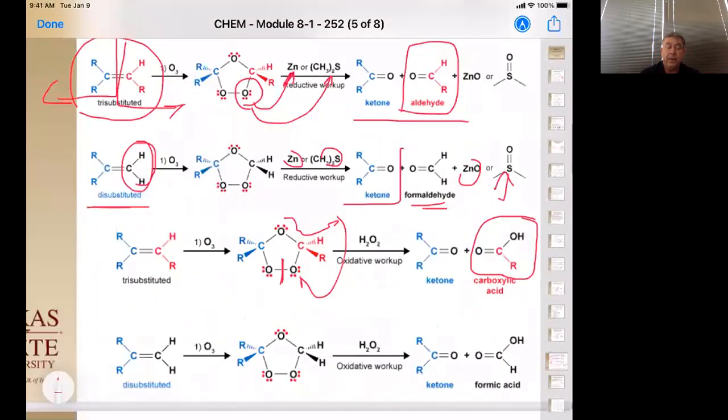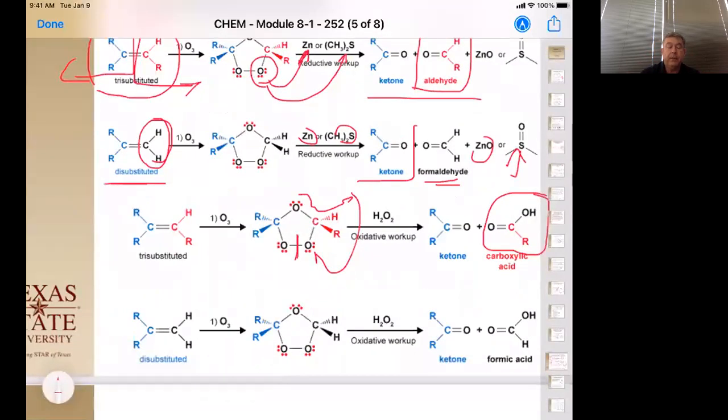And if you do that with a di-substituted alkene here, we end up getting a formic acid. So it's still a carboxylic acid, it just has a hydrogen there. And so it is going to over-oxidize one of the sides of the alkene to give us our carboxylic acid. Questions on that? So whenever you see an ozonolysis reaction, you've got to think, okay, what's the second step? That's going to tell you what your products are.